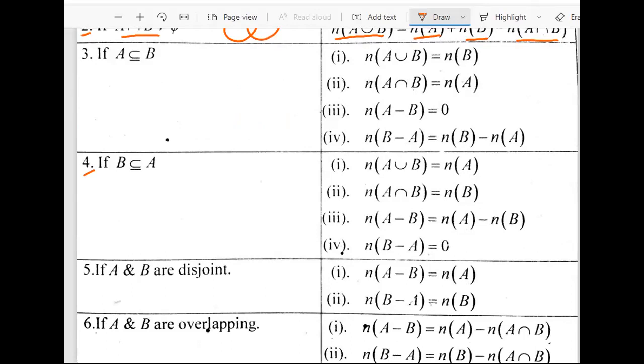Let's talk about the fourth one. If B is a subset of A, right? Because 3 and 4 both are same. The only difference is that they have swapped it. So if B is a subset of A, what do we see? Number of elements in A union B would be equal to the number of elements in A, because A is the big set, B is the small set. And A intersection B in this case would be this, so obviously we will only be having the elements of B.